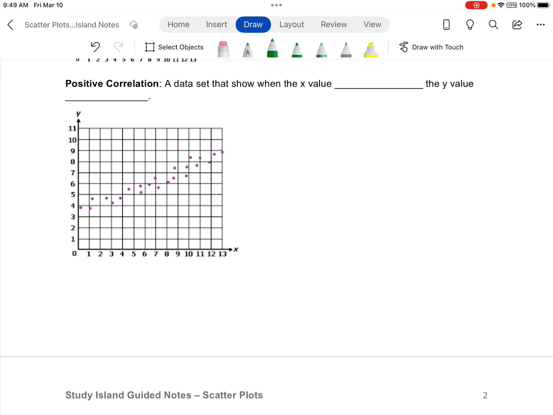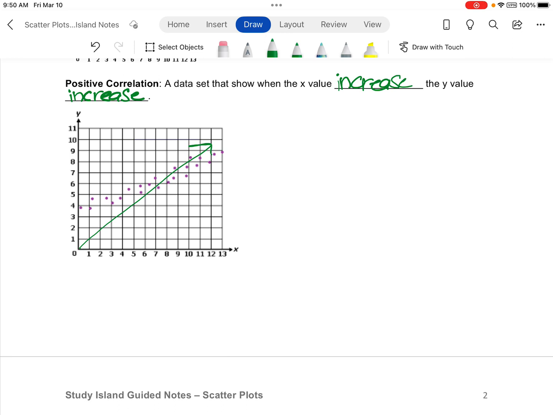Then scatter plots can be described by using different math terms. So one math term that we are going to be using is a positive correlation or a positive relationship. A data set that shows when X values increase, the Y value also increases. Okay, as you know from the previous unit, positive slope goes up and to the right. So does the general pattern of that scatter plot. Okay, as your X values get bigger, your Y values also get bigger.